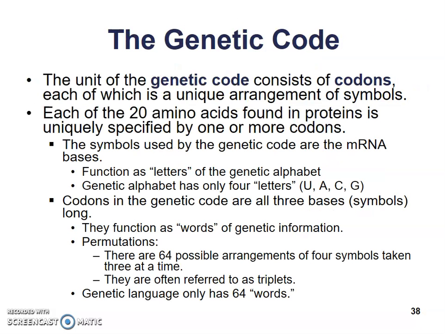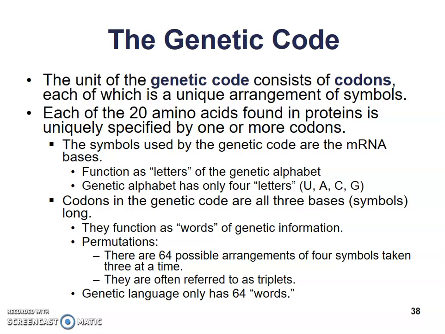The genetic code. The unit of the genetic code consists of codons, each of which is a unique arrangement of symbols. Each of the 20 amino acids found in proteins is uniquely specified by one or more codons. The symbols used by the genetic code are the mRNA bases. They function as letters of the genetic alphabet. The genetic alphabet only has 4 letters, U, A, C, G. Codons in the genetic code are all 3 bases, or 3 symbols long. They function as words of genetic information.